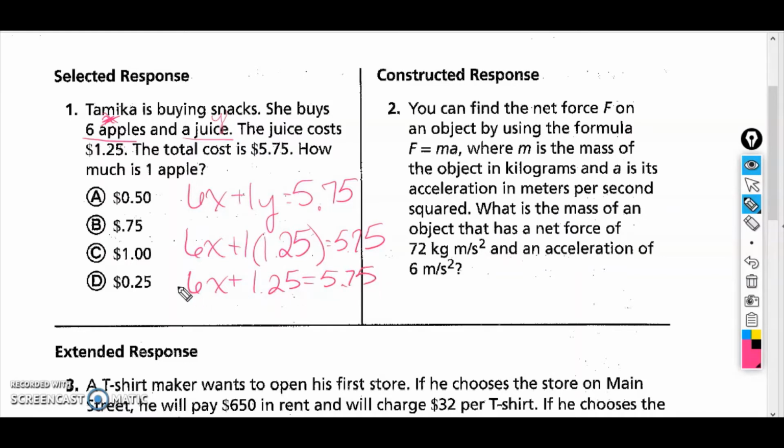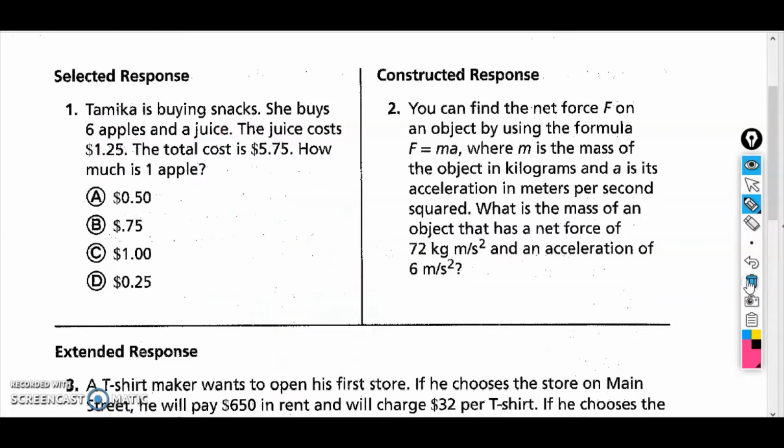To get the variable by itself, I'm going to need to get rid of this positive 1.25, so I'm going to subtract 1.25 from each side, which will give me 4.50. So 6 apples cost $4.50. If I want to know the price per apple, I would need to divide both sides by 6, and that will tell me the price of 1 apple.